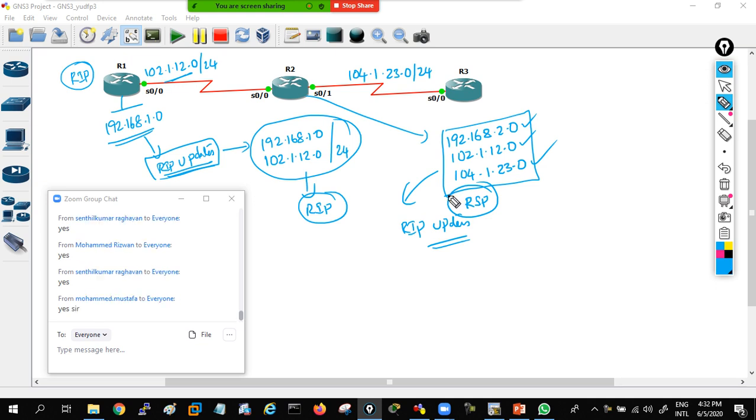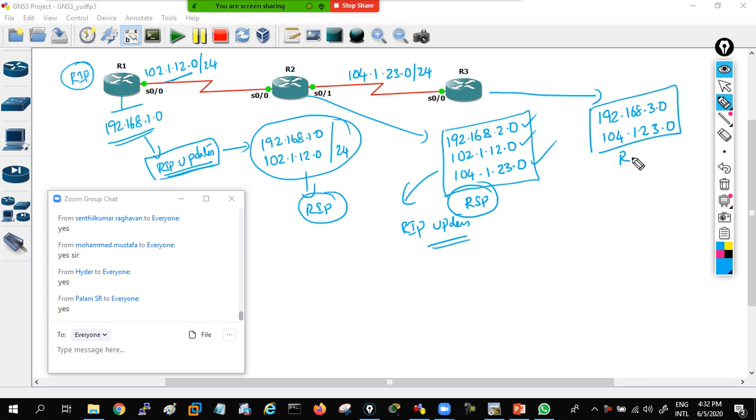Right? Perfect. Now you went to router 3. In router 3 what did you do? You advertise your networks, which are 192.168.3.0 and 104.1.23.0. These networks you advertise into RIP, so we call them RIP updates. What are the RIP updates as per router 3? 192.168.3 and 104.1.23. These two networks we call RIP updates. Where did you advertise this? Inside the RIP protocol. Is it clear as per R3? Everybody, guys.